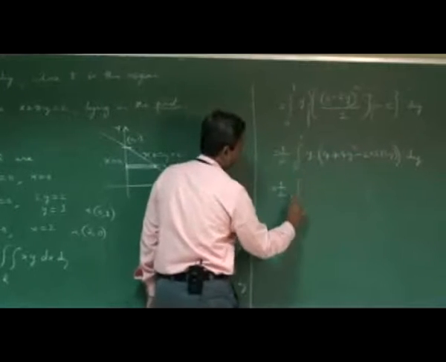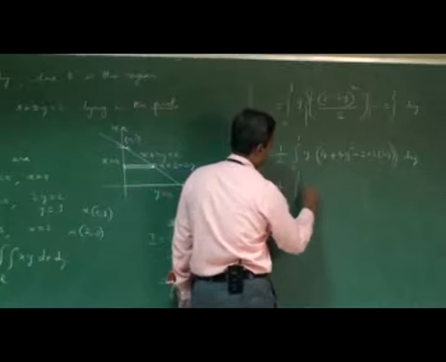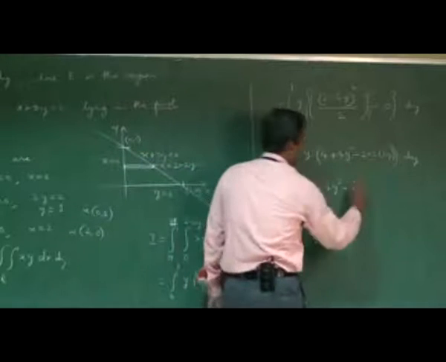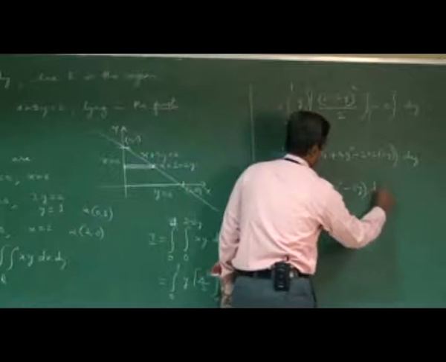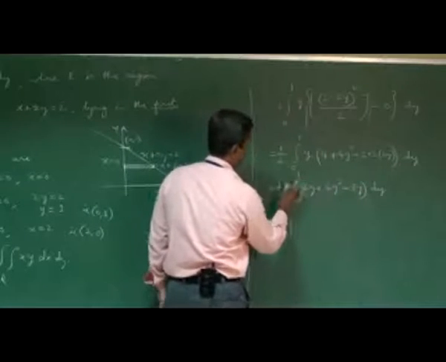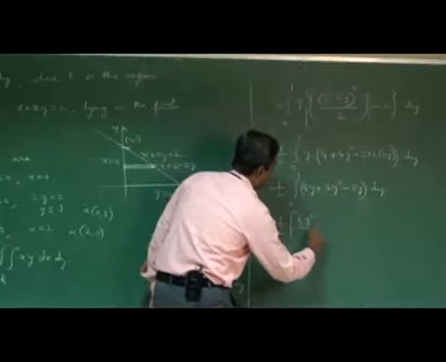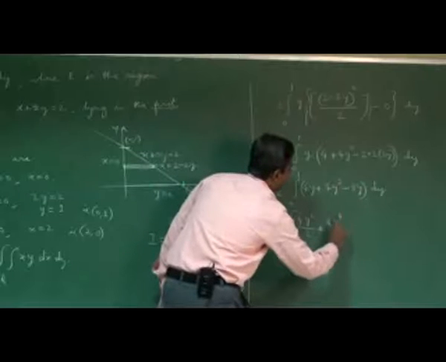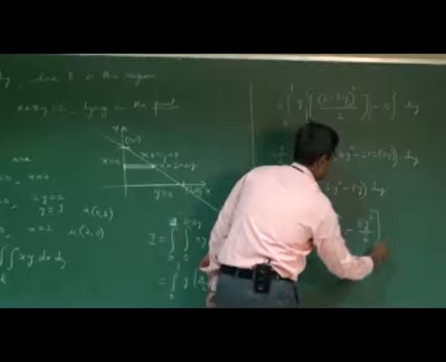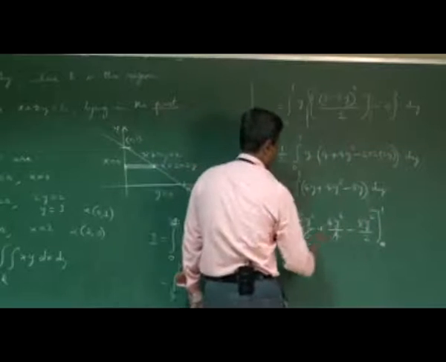So we get 1 by 2 into integral of 0 to 1, and multiply with y, 4y plus 4y cube minus 8y into dy. Then that is 1 by 2 into, we multiply with y, and then we take the integration, that is 4y squared divided by 2 plus 4y power 4 divided by 4 minus 8y squared divided by 2. Limit varies from 0 to 1, and you simplify this, 2y squared and 4 cancel.